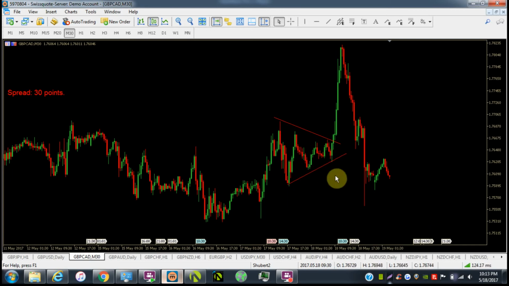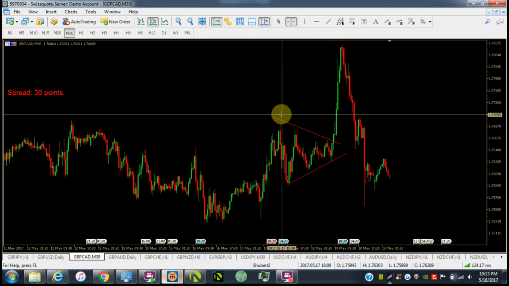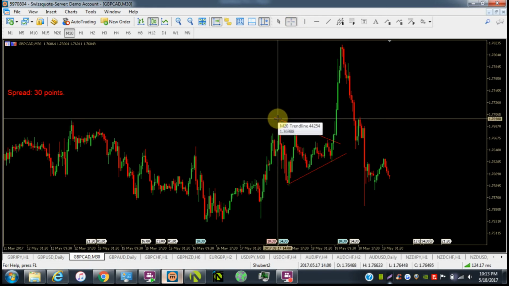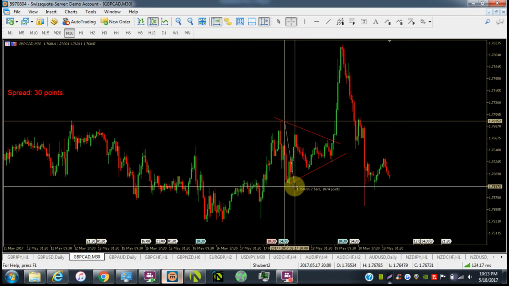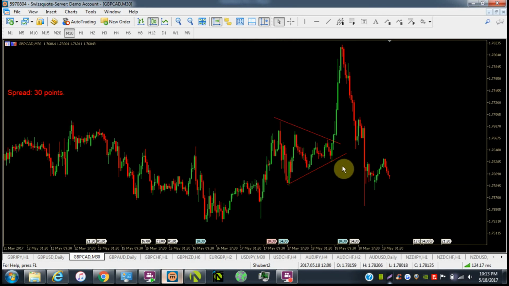Now, generally speaking, after the 5th wave completes, the thrust out of the triangle as a target is generally about the width of the longest part of the triangle. So that would be from here, from this high to this low, which in this case is 107 pips. So you would measure that from here, which is the end of the triangle. This was the candle that thrust it out of the triangle. Clearly this is more than 100 pips.